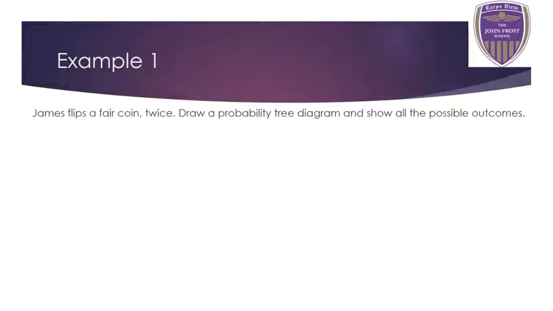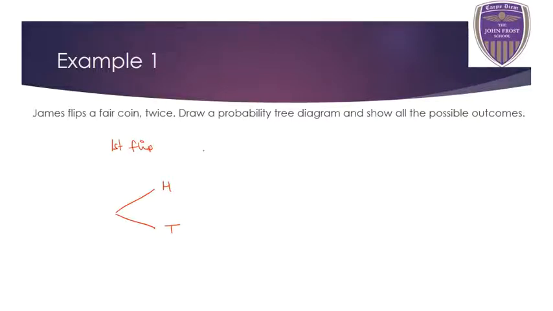Okay, so the way that we do this is because he's doing it twice, our first set of branches will be talking about the outcomes the first time he does it. And then our second set of branches will be talking about the outcomes the second time he does it. So the first time, let's say first flip, there are two possible outcomes, aren't there? So we're going to do two branches. The two possible outcomes are that he'll get a heads or he'll get a tails. That's the only thing that's going to happen, isn't it? He's going to get a heads or he's going to get a tails.